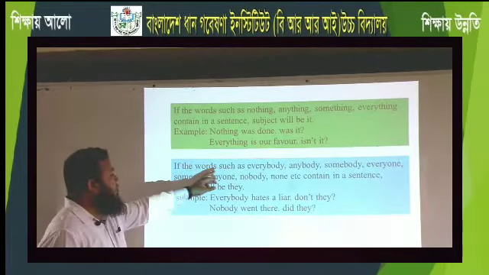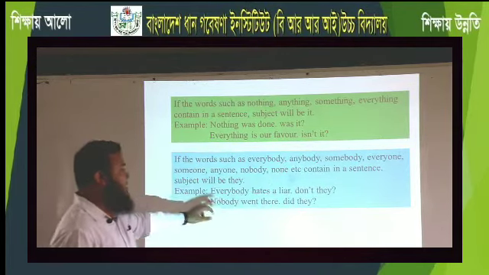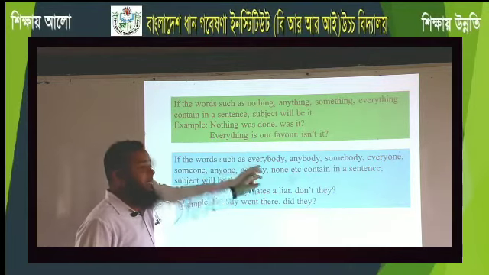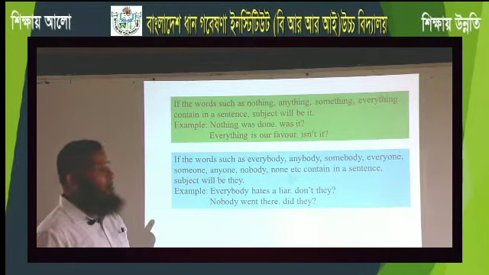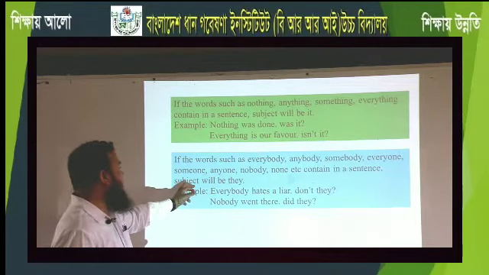Then if words such as everybody, anybody, somebody, everyone, someone, anyone, nobody, none, etc. are contained in a sentence, that means whenever any word indicates any person, in that case instead of that word we have to use they. Remember, for everybody, anybody, somebody, everyone, someone, anyone, nobody, none, we have to use they instead of this word. For example, everybody hates a liar. Instead of everybody we have to use they, and since it is an affirmative sentence in the present indefinite tense, we use don't they.